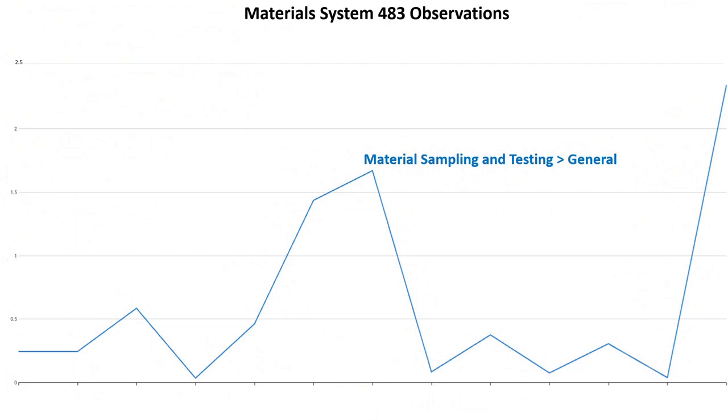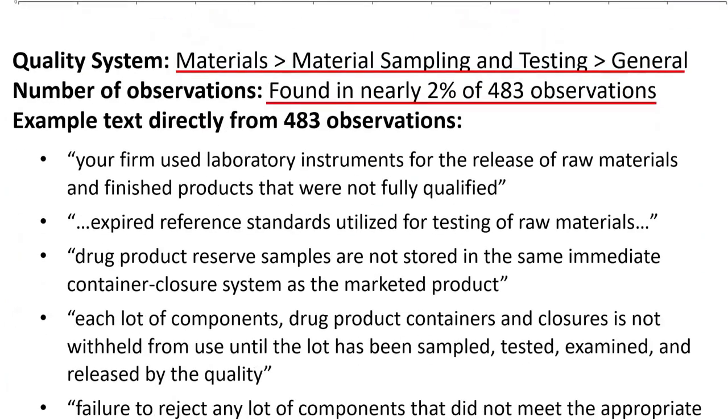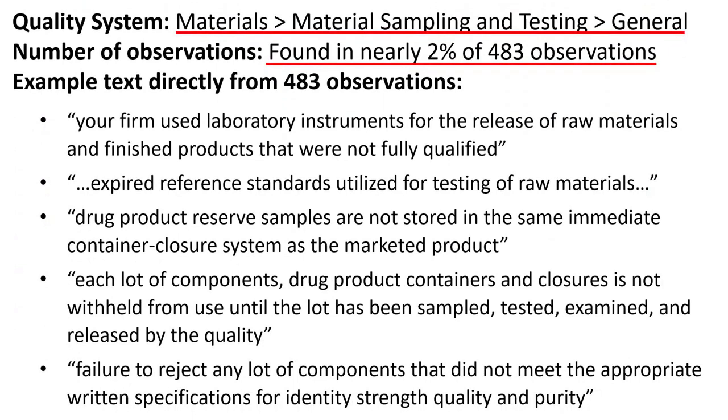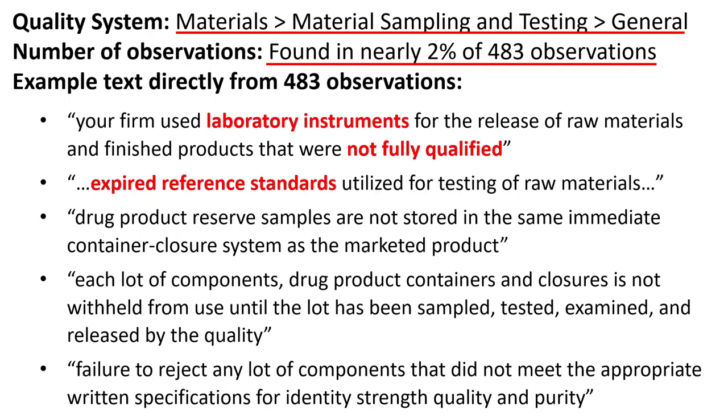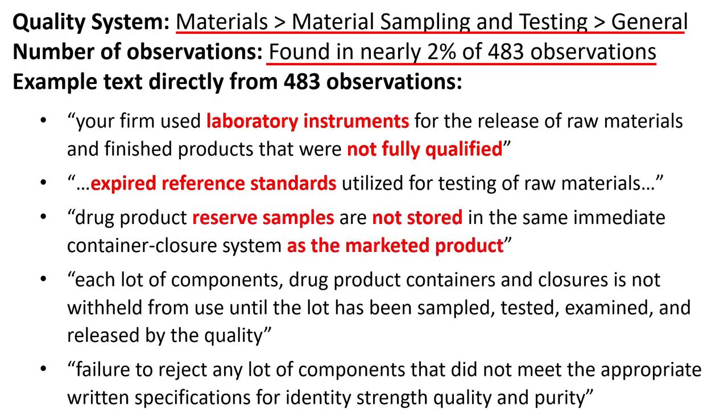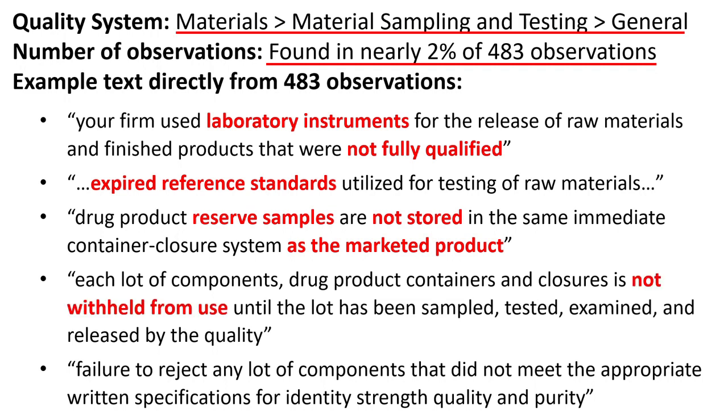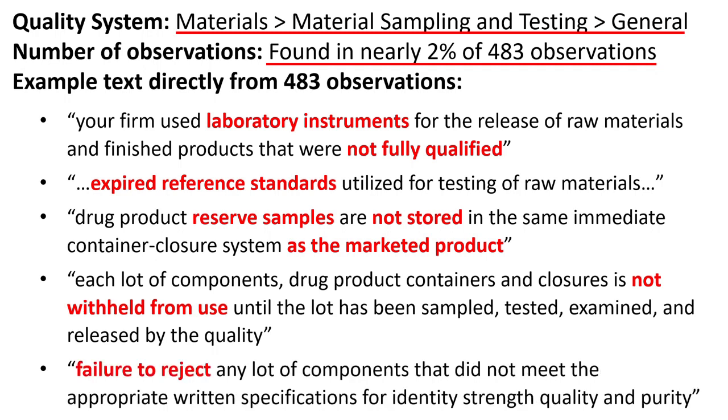The next most frequently cited area was material sampling and testing general issues, which occurred in nearly 2% of our model findings. These include issues with lab instruments that were not fully qualified, but were used to release raw materials, expired reference standards used in testing, storage of reserve samples differently than marketed product, releasing materials for use prior to testing, and similarly, not rejecting materials that failed testing.